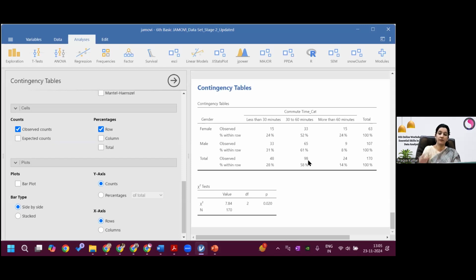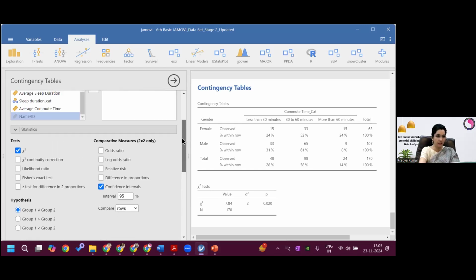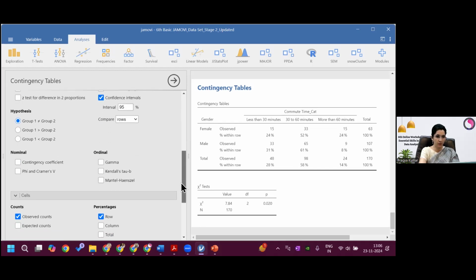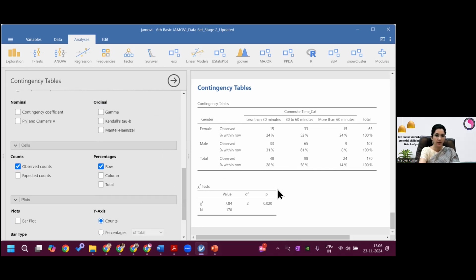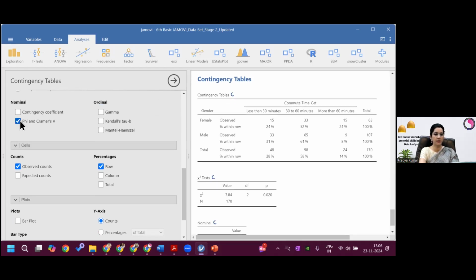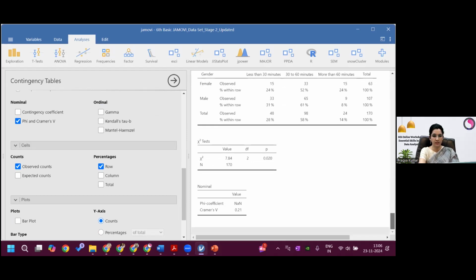Because if the assumptions are not met, then we need to go for other types of tests, like the chi-square continuity correction. If the count is less than 5, you click on the chi-square test with continuity correction and report that chi-square value. Now this you have done, and again you can go and see the p-value. What you see is that the p-value is significant. If the p-value is significant, then you can click on phi and Cramer's V, which is the effect size. And then you can see the value.